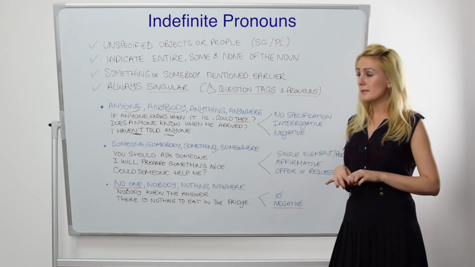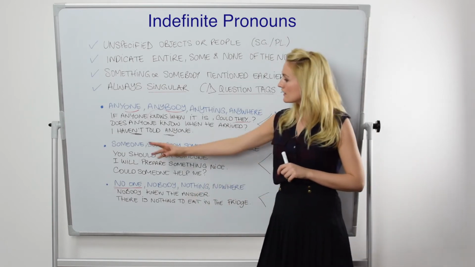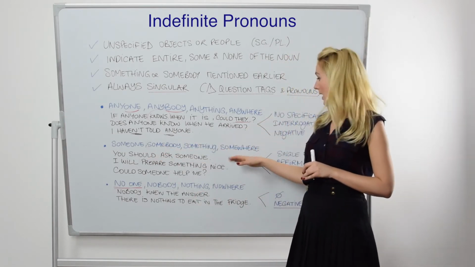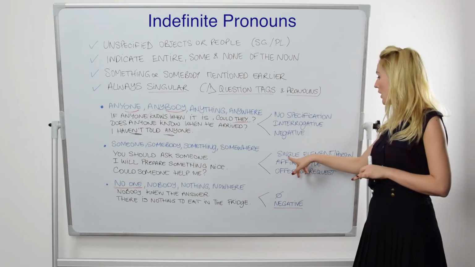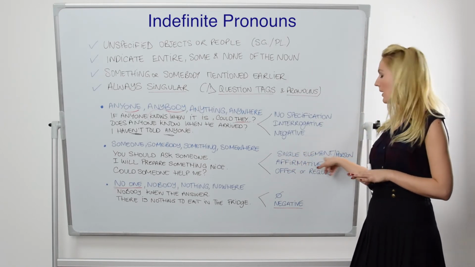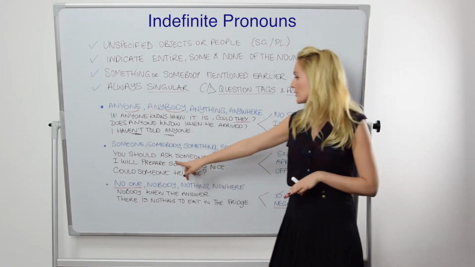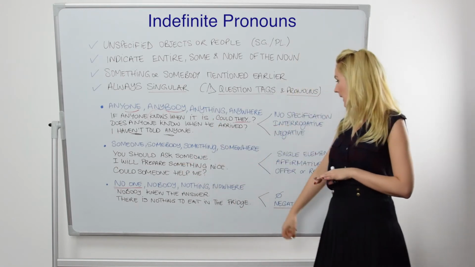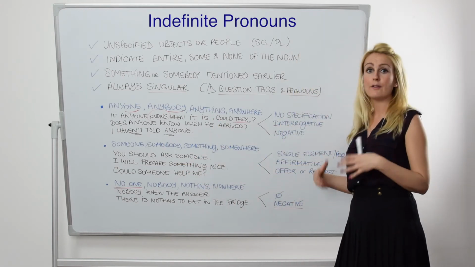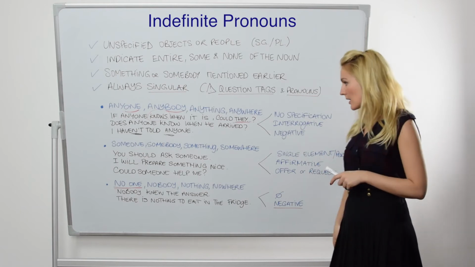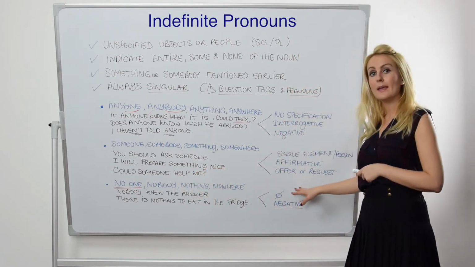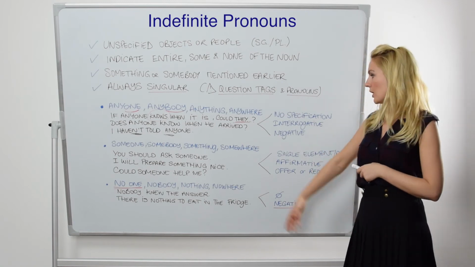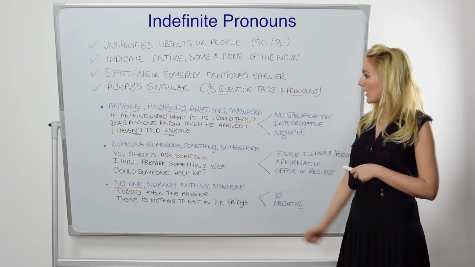The second type, the some pronouns, someone, somebody, something and somewhere, we use them in three different scenarios. When we are addressing or mentioning a single element or person, you should ask someone. When we are creating an affirmative, so a positive statement, I will prepare something nice. And finally, when we are making an offer or a request, could someone help me?